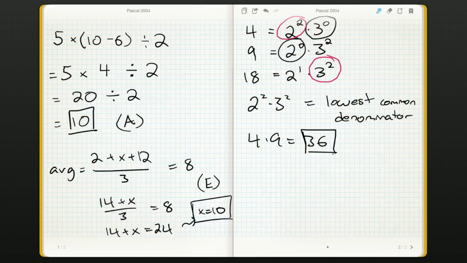Okay? And this works for any collection of numbers you want to find the lowest common multiple or greatest common divisor of. Write out their prime factors. Man, it's so quick. It saves you a lot of time. You don't have to do a whole lot of guesswork.